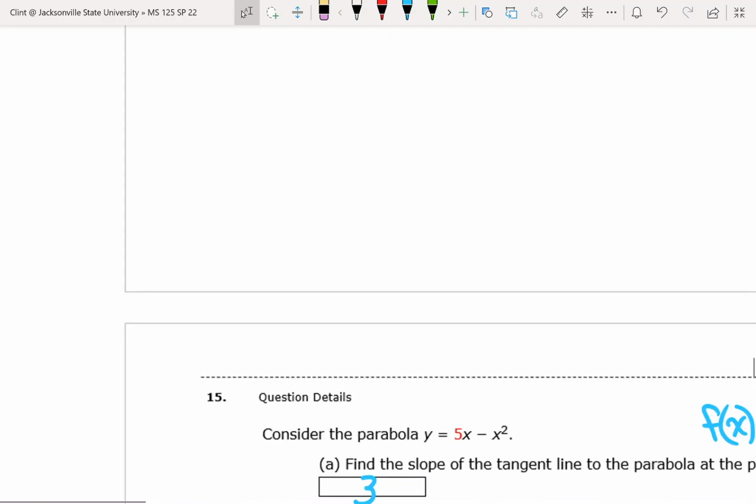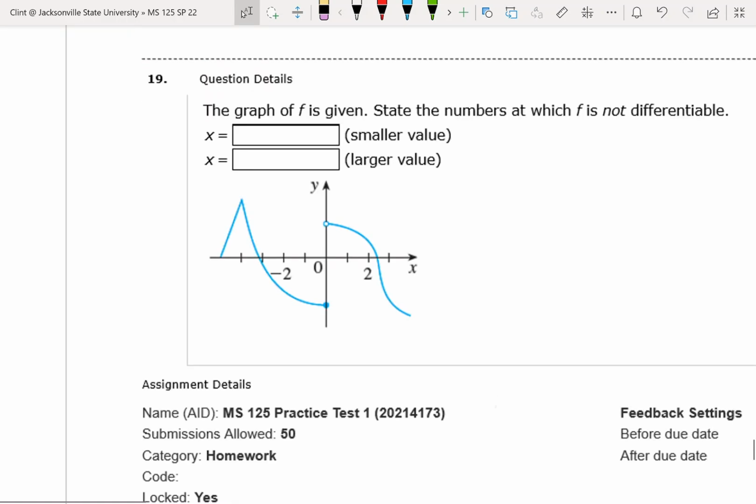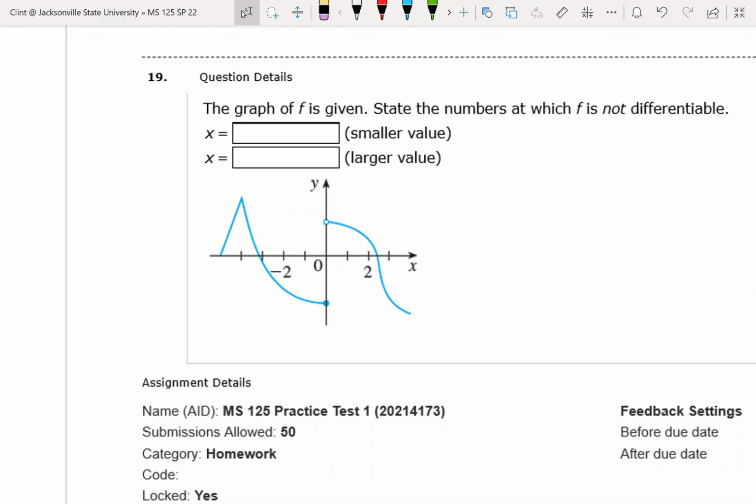So what kind of features can our graph have that will make it not differentiable? What can we have on our graph? One, right? We can have a corner, or a jump, because not only do we have to worry about just things that make it not differentiable, but there are things that make it not continuous, and if it's not continuous, it's not differentiable. All right, so we've got the discontinuities. We have jumps, or we have vertical asymptotes. We'll get those discontinuities there.